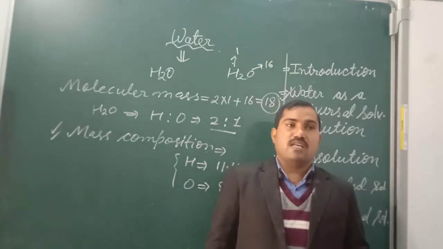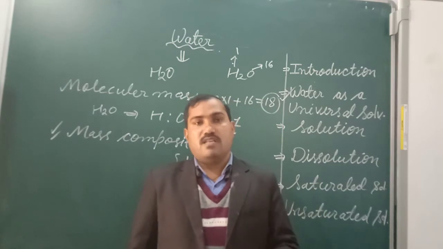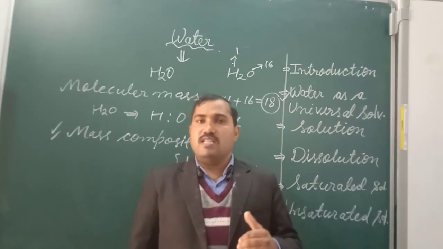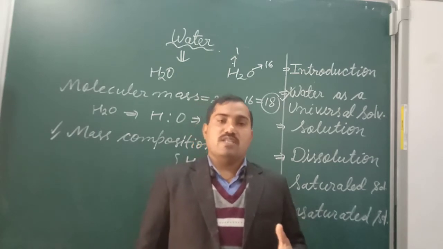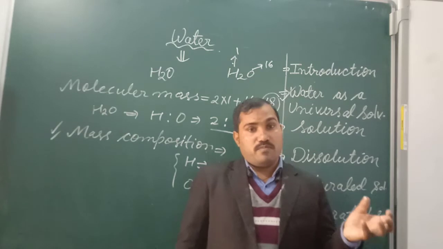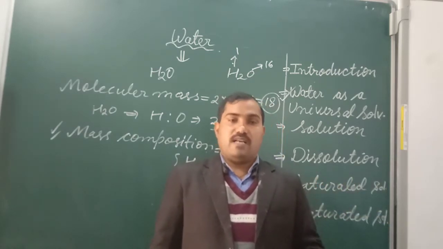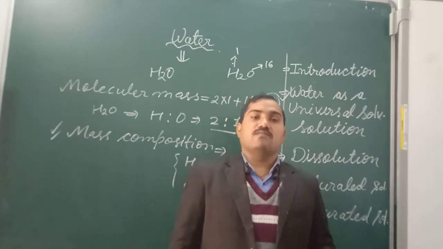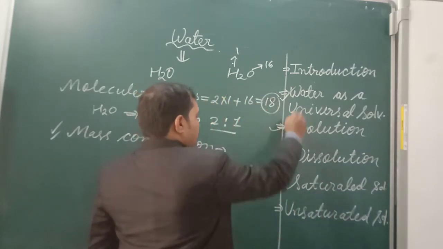And for the universal solvent, the boiling point plays a very important role, because it has the boiling point of 100 degrees Celsius. That is why, and with the boiling point, its ability to dissolve solute particles is also very high. That is why it is known as the universal solvent. Understood? Now what is the solution?